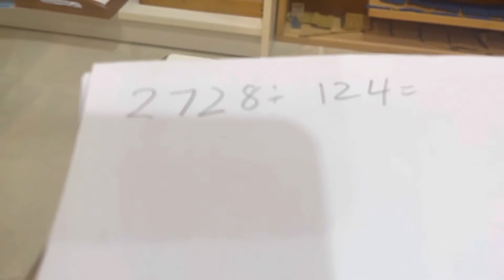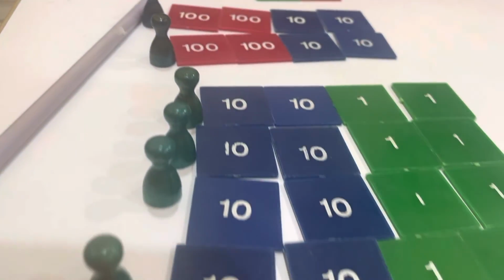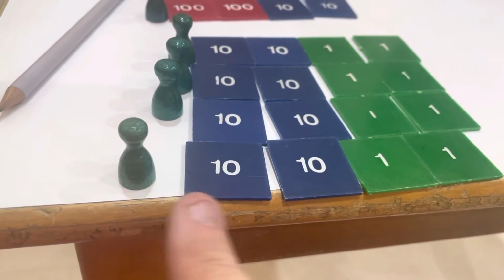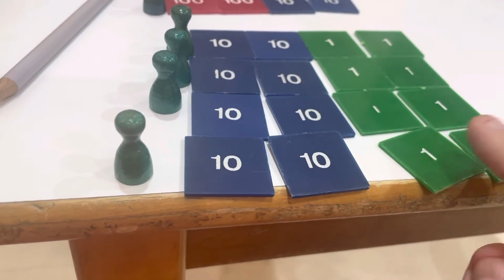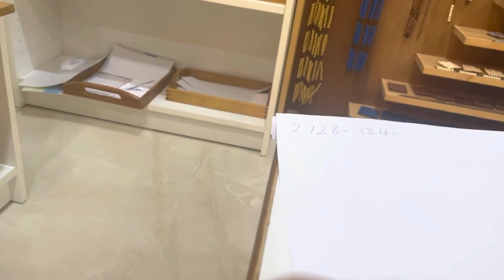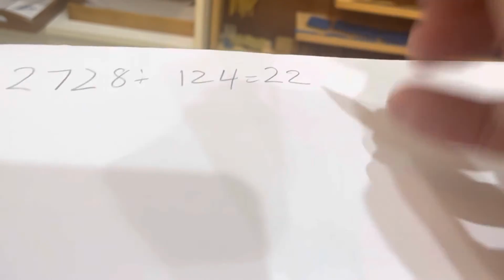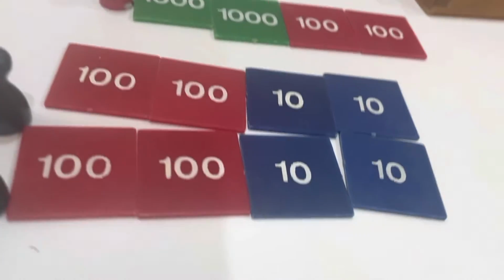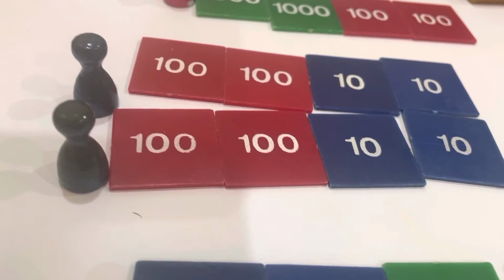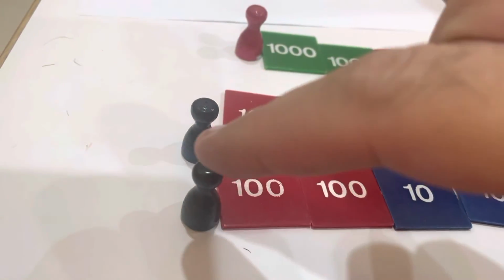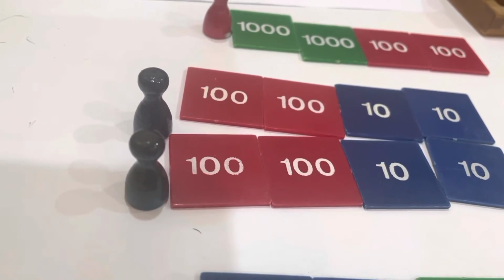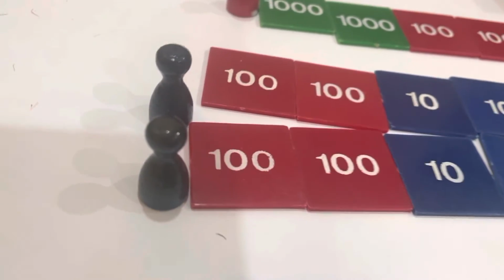So my actual answer for 2,728 divided by 124, the question is how much does each one get? And here are my ones. So each one gets 22. So the answer is 22. Now you might be like, well, they get 220, but remember, each of these are tens. So 220 divided by 10 is 22.